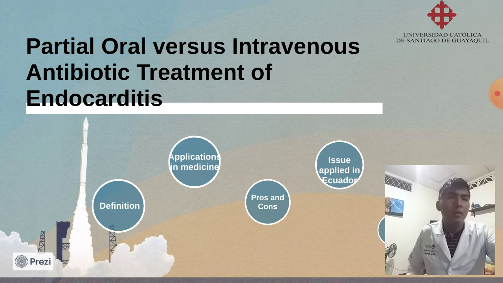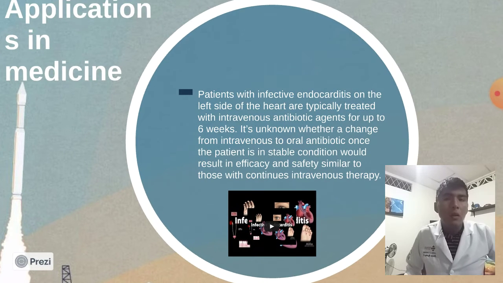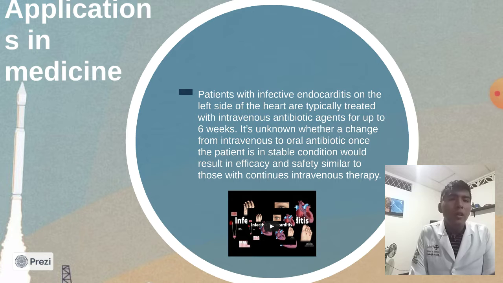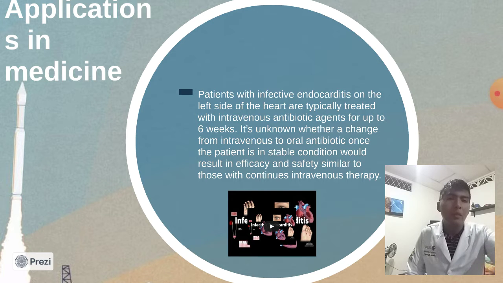Application in medicine: endocarditis. Patients with infective endocarditis who are clinically stable are typical candidates. Treatment is with intravenous antibiotic agents for up to 6 weeks. It is unknown whether a change from intravenous to oral antibiotics in patients in stable condition will result in efficacy and safety similar to 6 weeks of continued intravenous therapy.